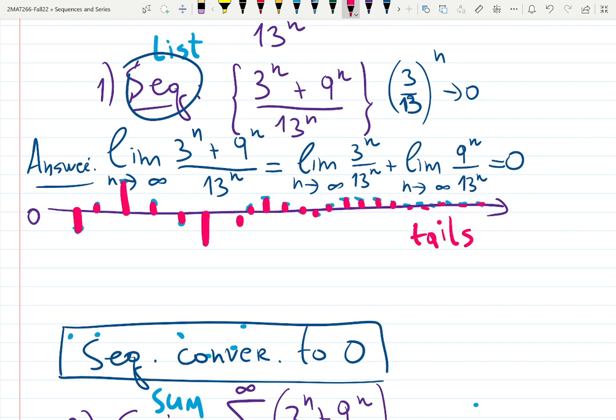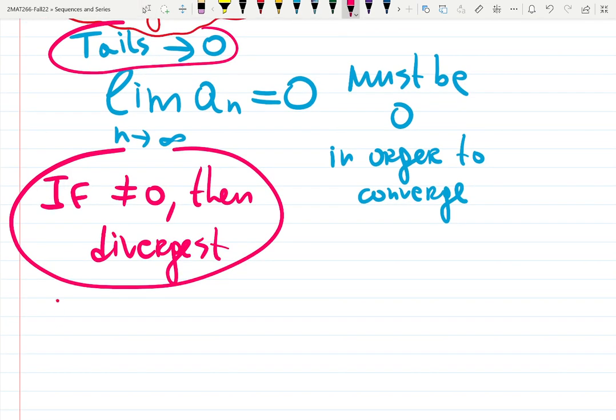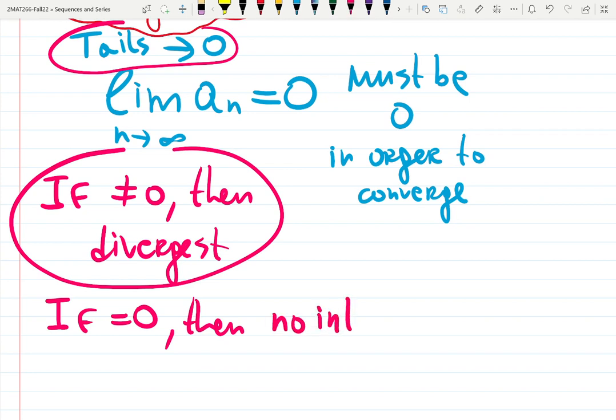But if the tails do go to 0, that is not enough to say it converges. They might go to 0 slowly. So we use another test. So if not 0, then it diverges. But if it is 0, then there's no info. Need to use another test.